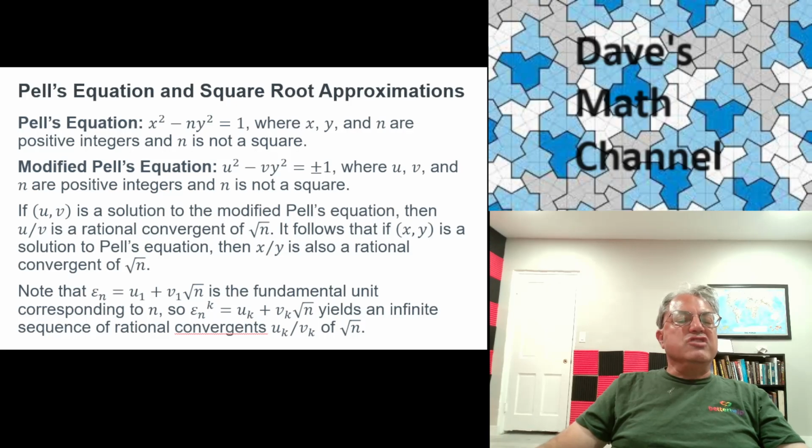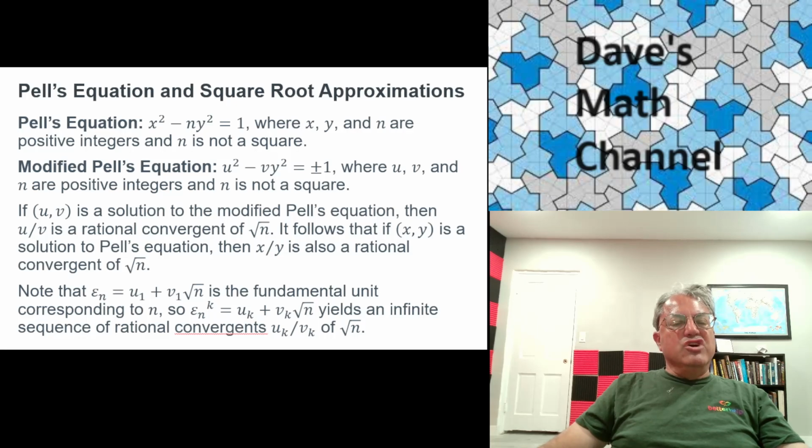So you might as well try to solve a slightly easier equation, the modified Pell's equation. We're only requiring that, in this case we call them u and v, u squared minus n v squared is plus or minus 1. And I think you can see that a solution of Pell's equation is a special case of a solution to the modified Pell's equation. So it's enough to solve the modified Pell's equation.